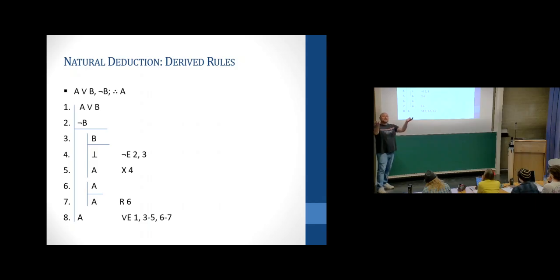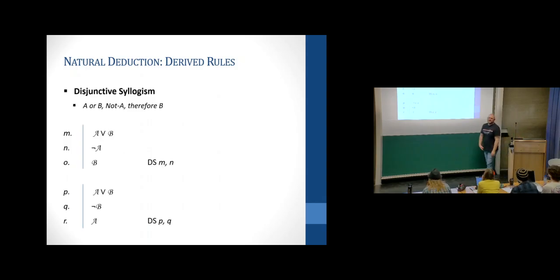Now, notably, what this also shows us is that we can do a very simple derived rule. If you have a disjunction and the negation of one of the disjuncts, then you can derive the other disjunct. So we don't have to do this every time. We can just do this. If you have A or B and the negation of one of the disjuncts, you can get the other one. And here all you do, you cite the disjunction and the negation of one of the disjuncts.